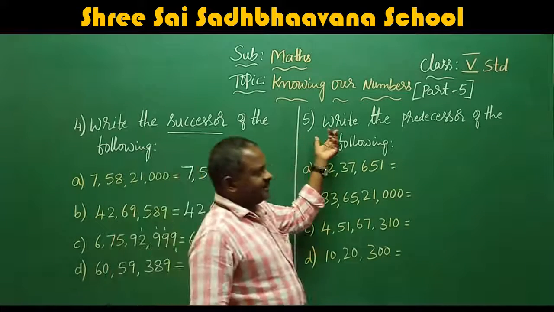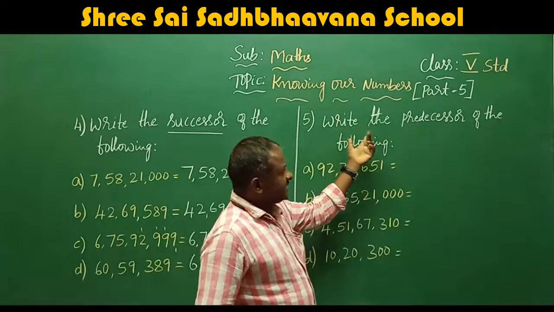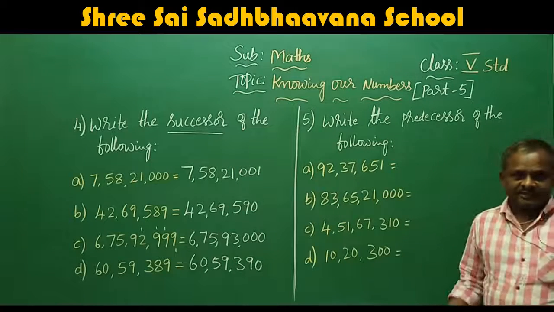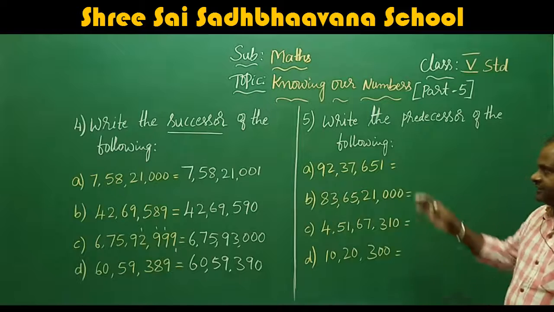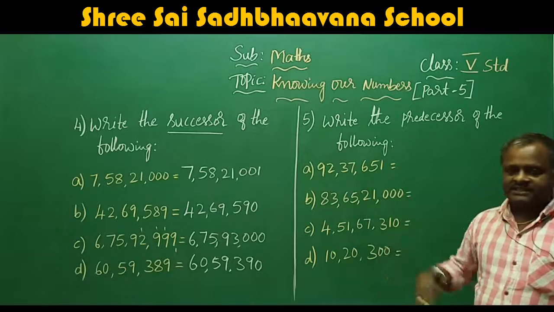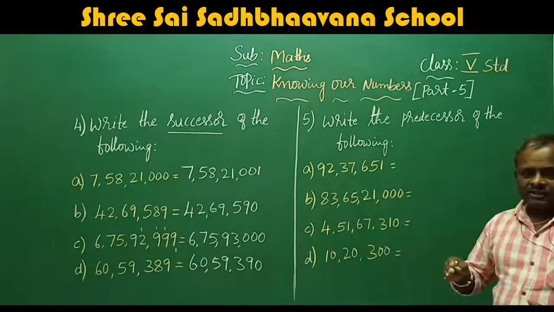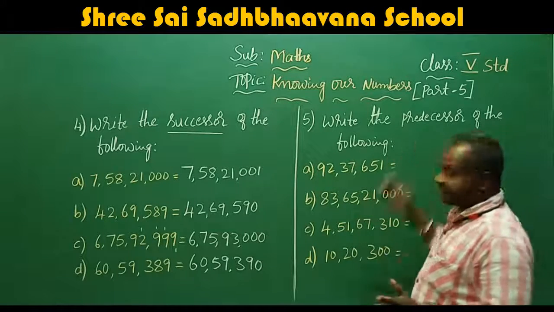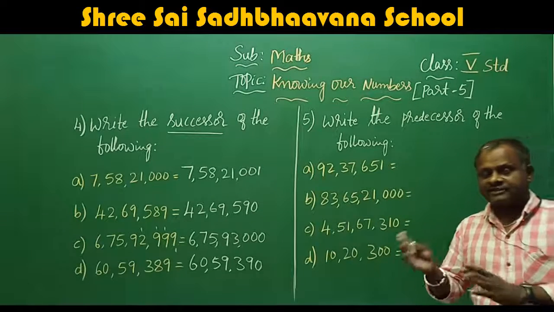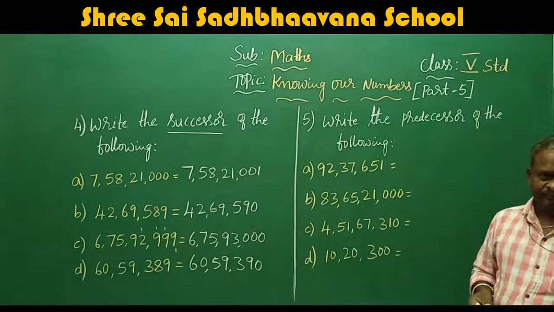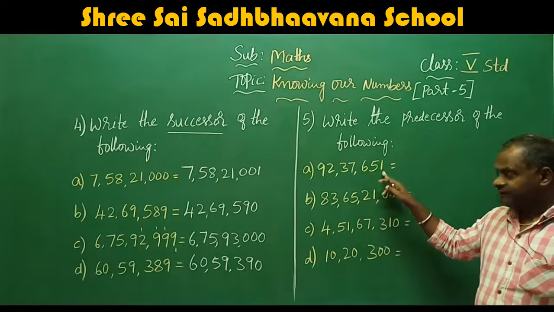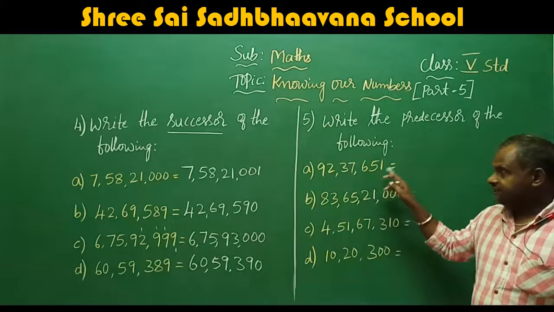Next, the fifth question. They have given: write the predecessor of the following. Predecessor means the back number, the number before this number. Here 2 is the predecessor of 3, and 3 is the predecessor of 4. That means the number before. Which number comes before this number? Here it is 651, so the number is 650.